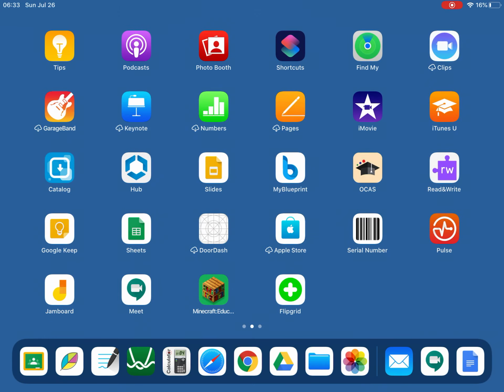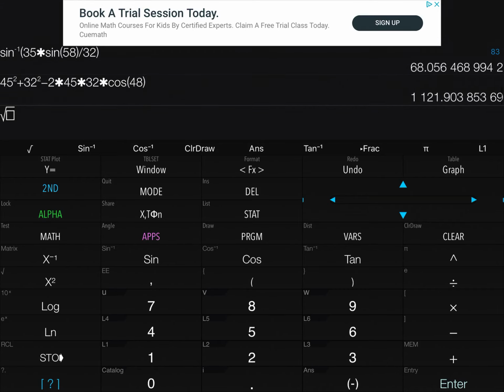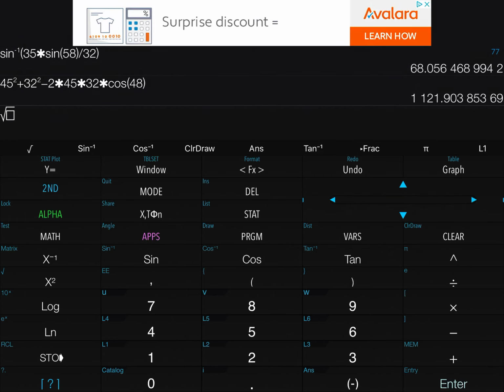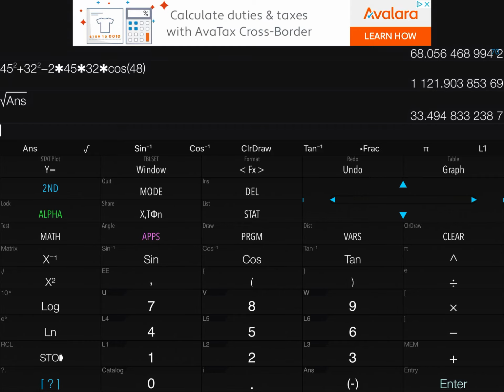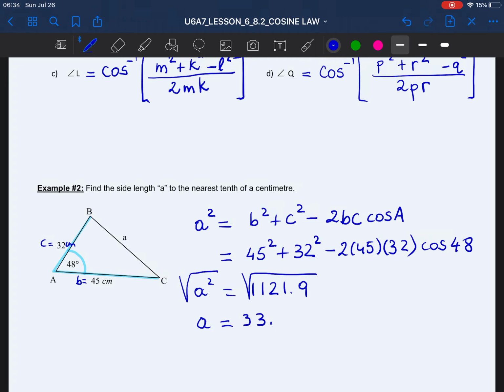So, very uncomplicated again. I'm going to choose the square root function, which is hiding under the x squared button, so second and this. And instead of actually entering the number 1121.9, I will enter the answer. So the answer will be second function and then the negative sign. So I am closer to the exact answer, 33.49 or 33.5. So 33.5 centimeters. That would be the length to the nearest tenth, right? It will be the side length A.